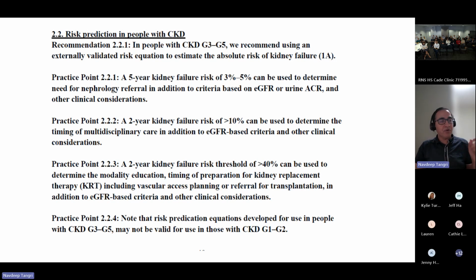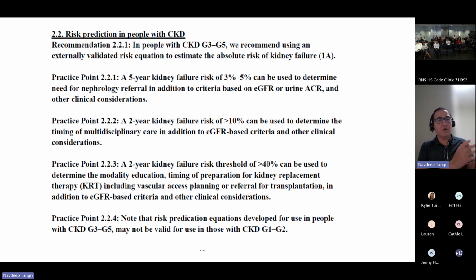And finally, a prelude to the latter part of my talk. Risk prediction equations for people with G3 to G5 may not be valid in people with G1 to G2. And I would say there's overlap here. G4 to G5, very clearly KFRE, G3B, probably KFRE, G1 to G3A, KFRE in older adults to rule out disease.